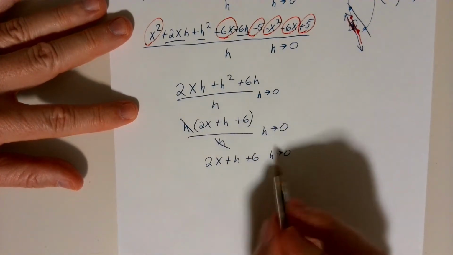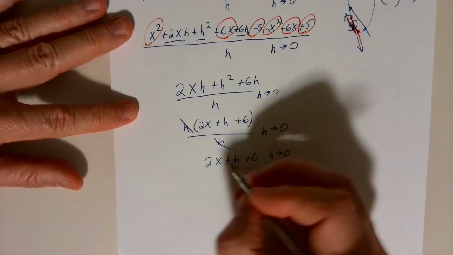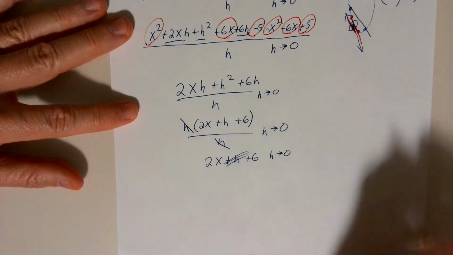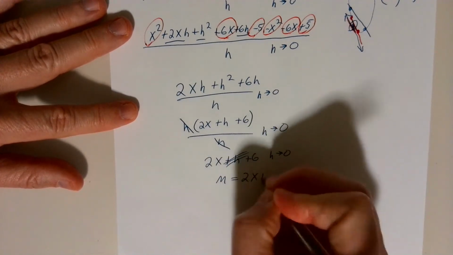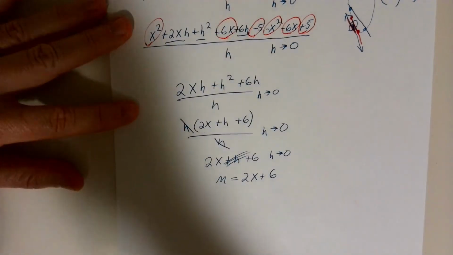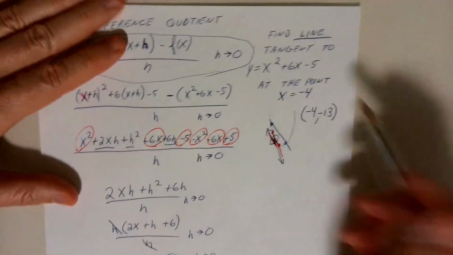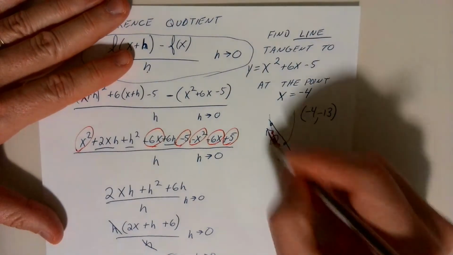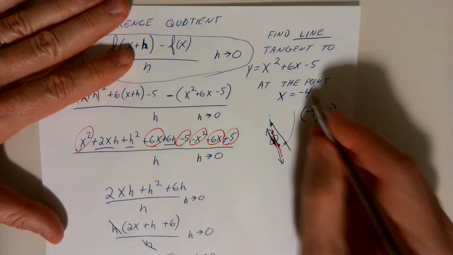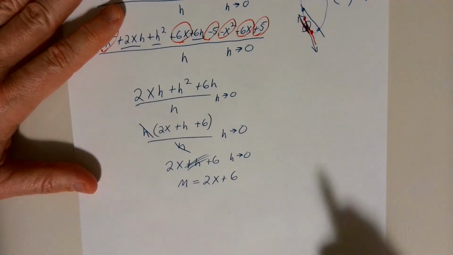So tiny, so tiny. Guess what happens to this h? Since it's so inconceivably small, it really doesn't matter at this point. So my slope equation is 2x plus 6. Isn't that cool? That means that any value that I choose to pick, and I chose -4, to find the slope of this line over here at -4, all I have to do is plug that -4 into this slope equation, and I'll get the slope at that point.